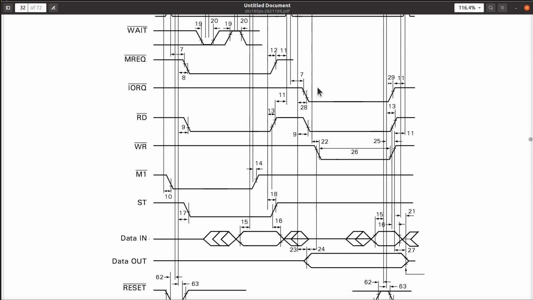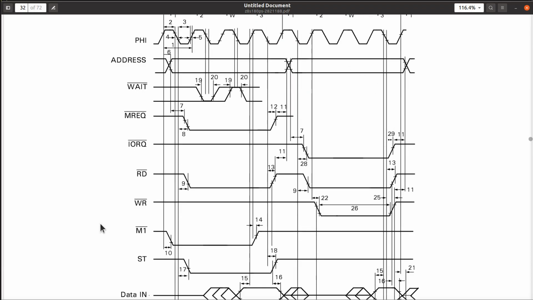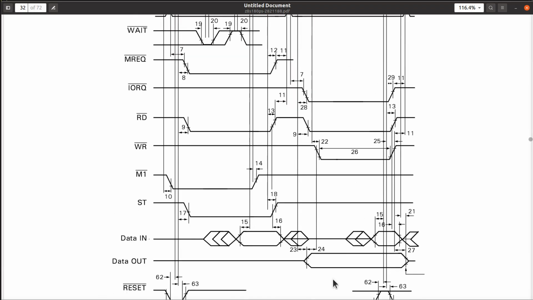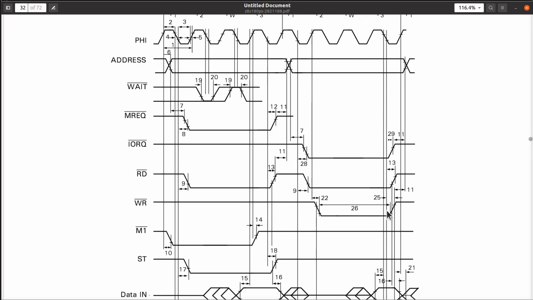Specifically, I'm looking at a write and output operation that concerns the IO rec. This has to go valid to let me know I have a valid address, and write has to go valid to let me know I got valid data, and the phi clock and the relationship to the trailing edges on IO rec and write. This is when you want to make sure you have your data transfer take place.